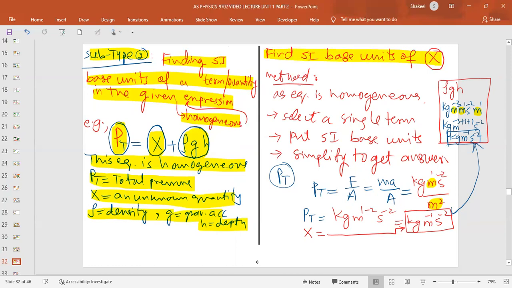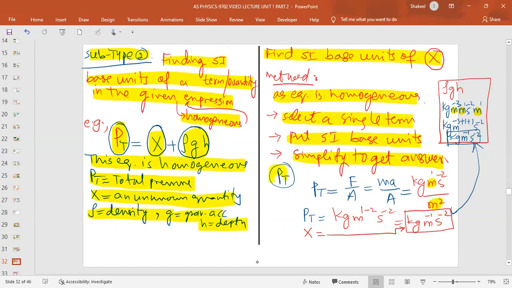So what is the method over here? The method is, as the equation is homogeneous, every term out of these three would be having the same SI base unit. So you have to select a single term, put the SI base unit, simplify if required to get the answer, and that answer will be the SI unit of the unknown quantity. Because in a homogeneous equation, every quantity will be having the same SI base unit.